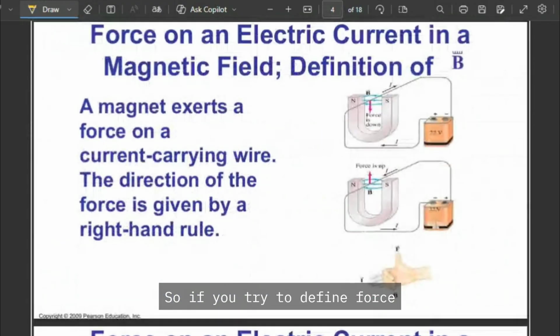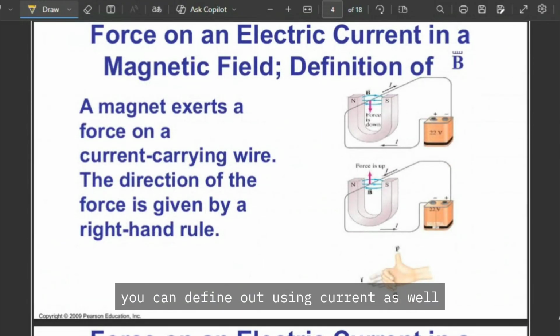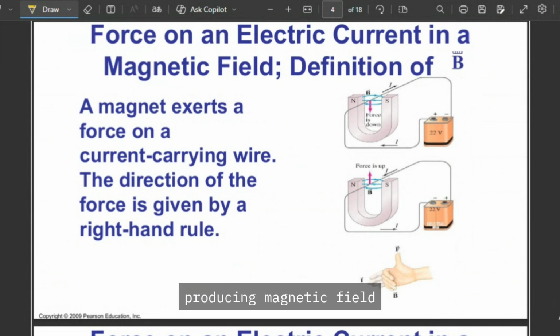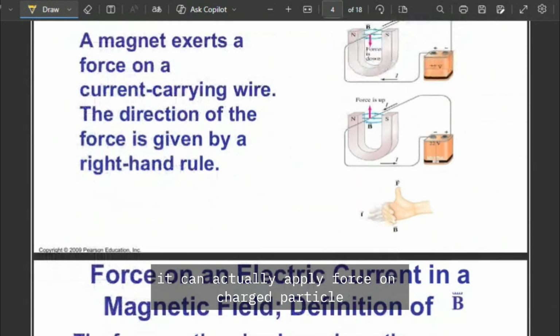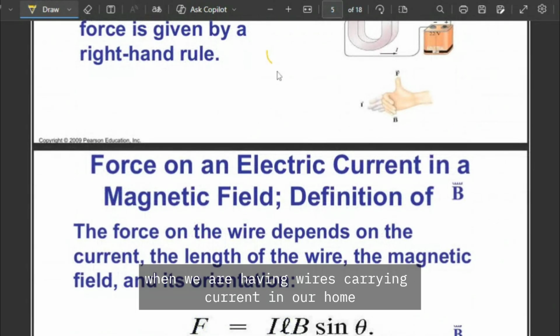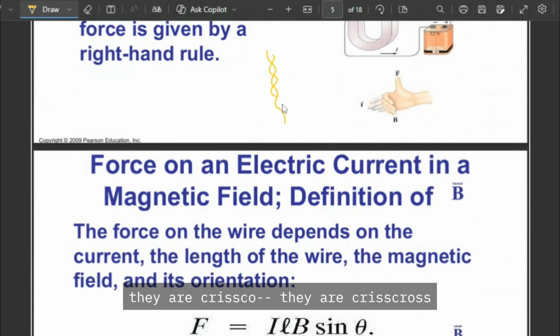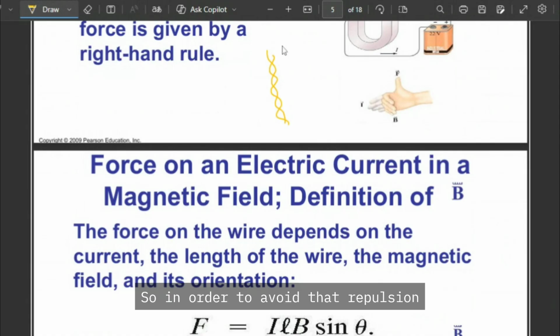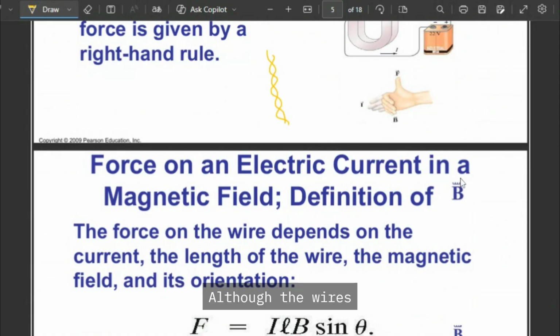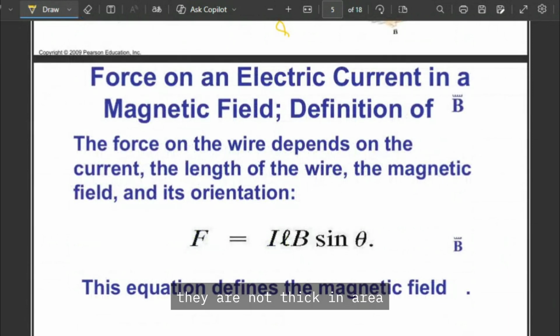So if you define force, we can define it using current as well. If there is a current, it is capable of producing a magnetic field. If it is capable of producing a magnetic field, it can actually apply force on a charged particle. So this is the reason why the wires carrying current in our homes are crisscrossed. They are entangled with one another. This is because one wire can apply force on another wire. So in order to avoid that repulsion, we crisscross the wires. Although the wires which we use at home are not thick, or you can say not greater in radius, that is the reason why we can use them directly.